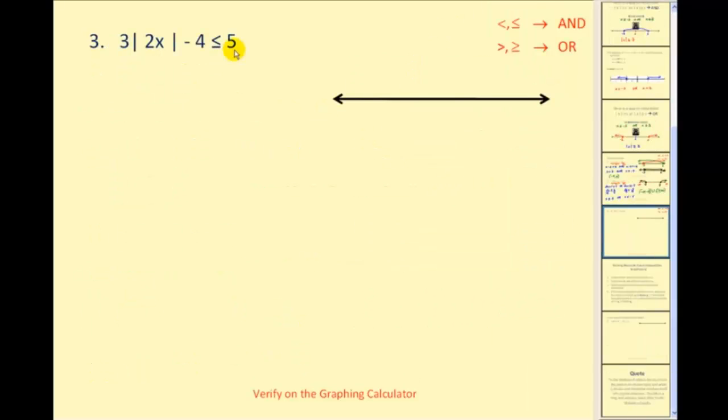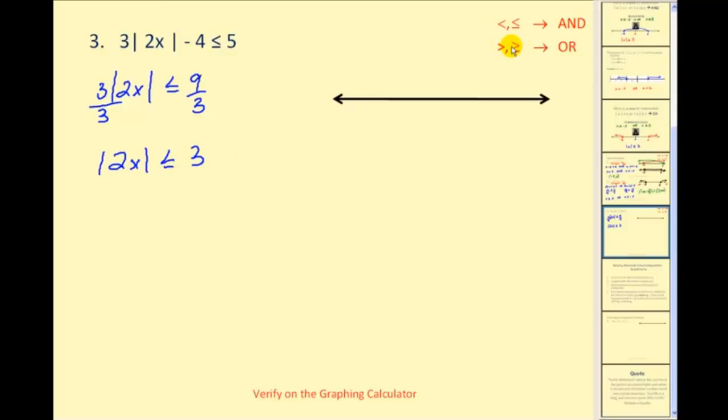Let's try another. Now in this problem we see that the absolute value is not isolated, so our first step is going to be to isolate the absolute value. So we'll add 4 to both sides. This is connected by multiplication, so we'll divide both sides by 3 to obtain the absolute value of 2x is less than or equal to 3.